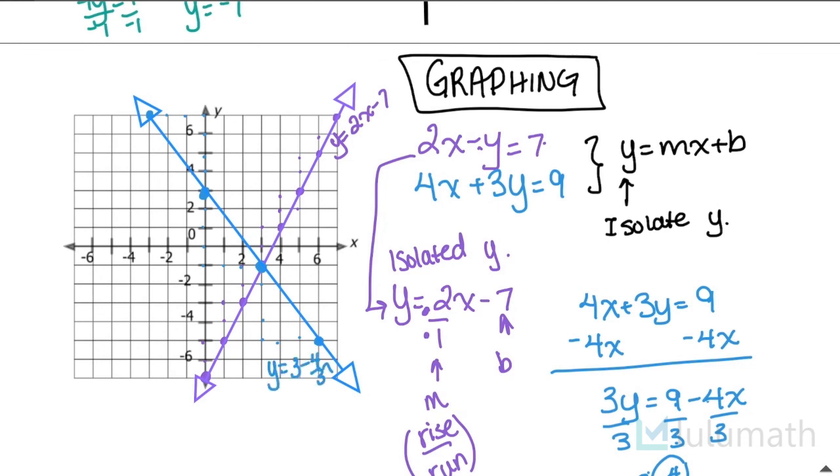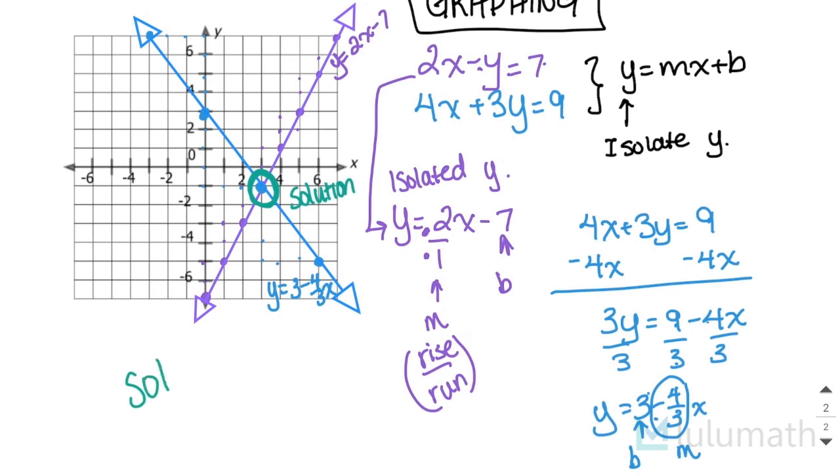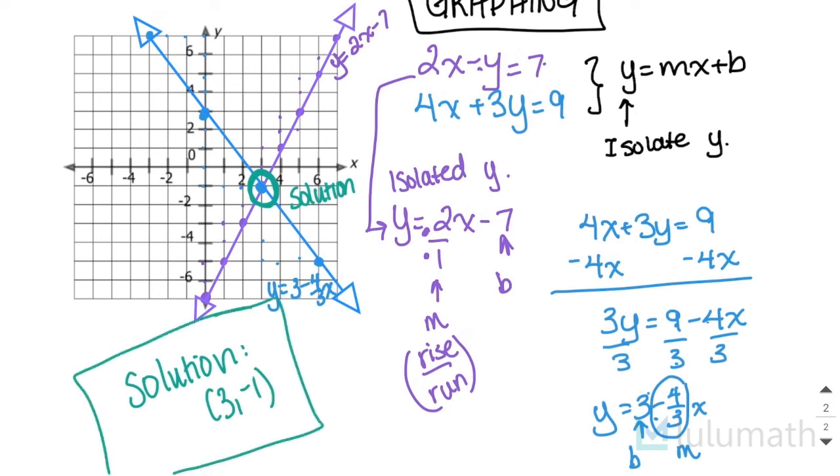Okay, and remember there are infinite points on each line, but the one point that satisfies both lines is this one right here. This is our solution, which means that our solution, again, just like we got before, is going to be 3, -1.